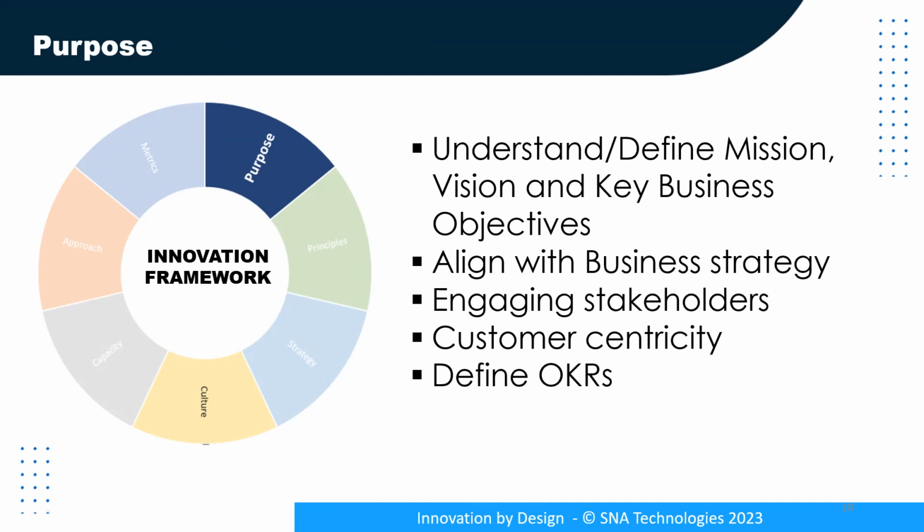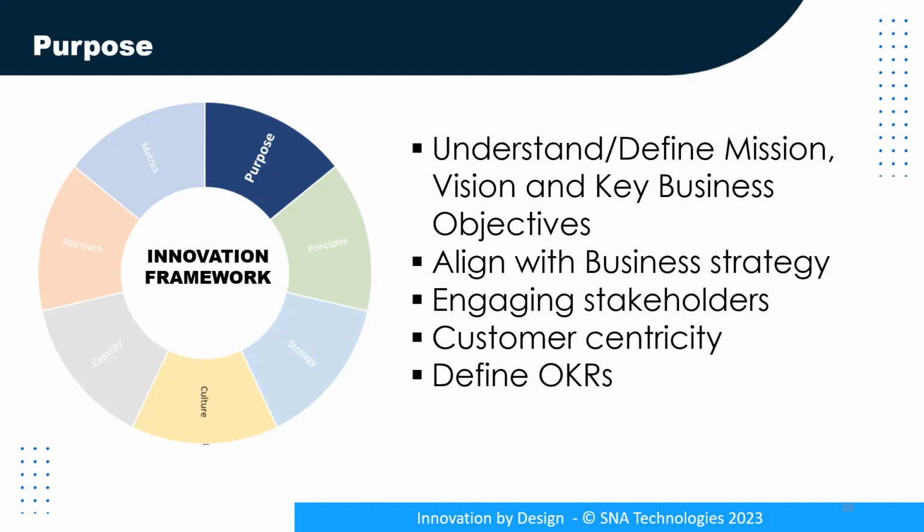Okay, and also you have to establish the key business objectives, what you are trying to accomplish. Usually you define your key business objectives using SMART: specific, measurable, actionable, realistic, and time bound. Most often you have to align with the business strategy, and not only the business strategy but also the technology strategy and any other strategies as well. Innovation should not be done in isolation, so you have to align with all the strategies within the organization.